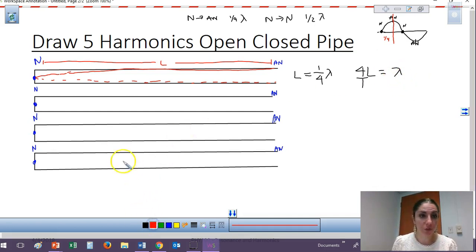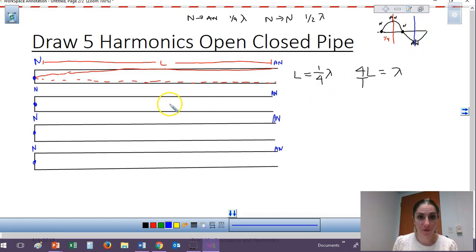Okay, let's draw the next wave. So the next wave, we have a node and an antinode. From here to here, we have this. But to fit the next wave, it won't be node to node, because the end of the pipe has to be an antinode. So I have to go node, antinode, node, antinode. So about here.